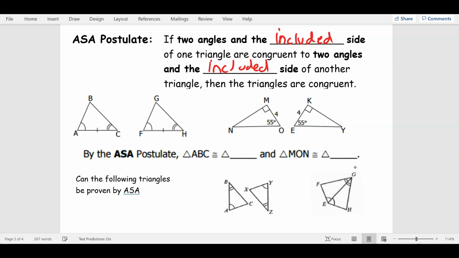Cool. Over here, same thing. I can label 55 and 55 are angles. 4 and 4 are side. 90 degrees an angle. Angle, side, angle. So what does ABC match up with? FGH. What about MON? What do y'all think? What does MON match up with? KEY? No monkeying around.